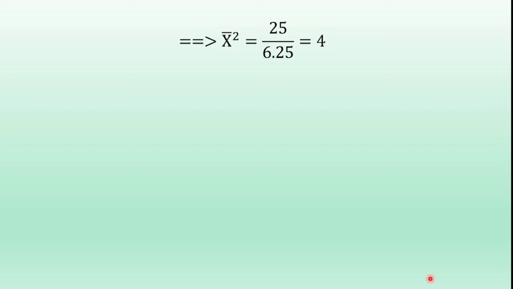So this is the expectation of x of t whole square value. So expectation of x of t is equal to 2. The mean value of x of t is 2.